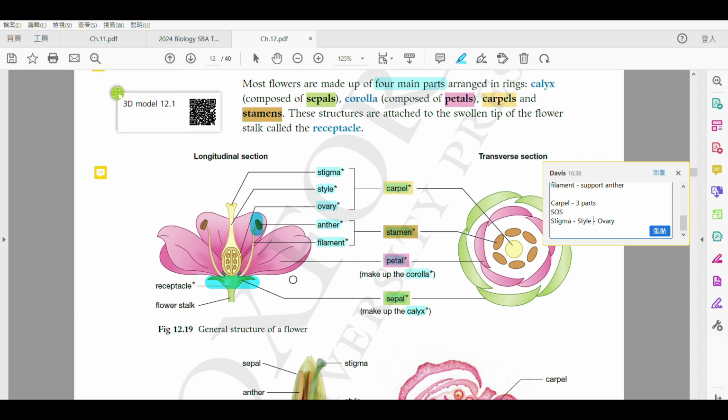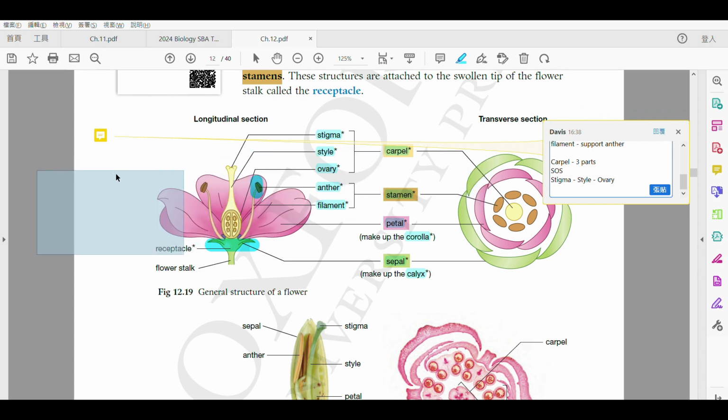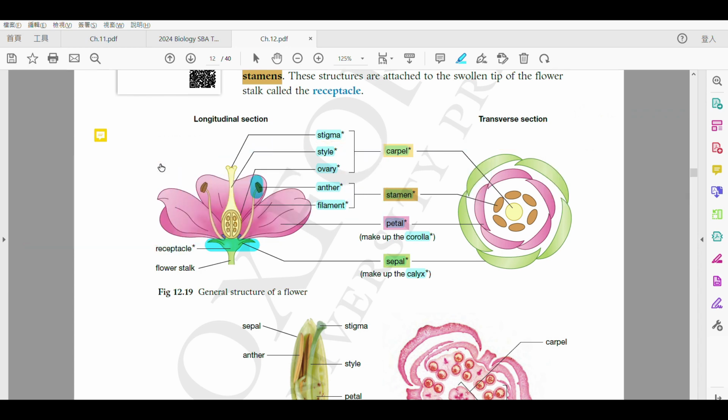Okay, so just read through these 5 words with me, very quickly. Stigma, style, ovary. So these 3 belong to carpel. And then we have anther, filament. These 2 belong to stamen. Alright? So these 4 parts are the main structure of the flower. At this point, I want you to look at the diagram on the right. It's very easy to see.